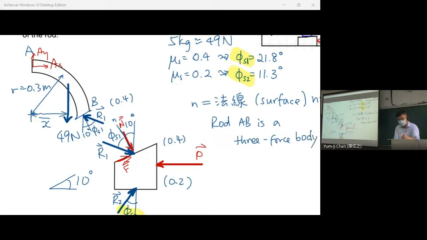So we have the lines of action should go to the same point. So RA should go to this direction. But of course, if you simply write AX and AY, you get the same answer. But here you can simplify the problem. Remember, rod AB is a free force body. So the three lines of action go to the same point.